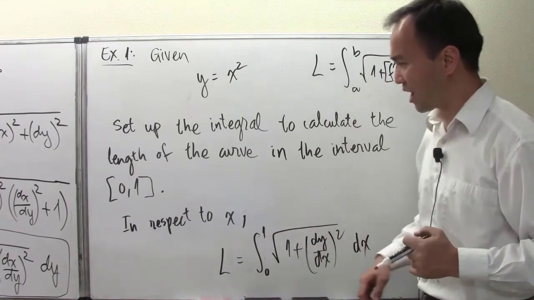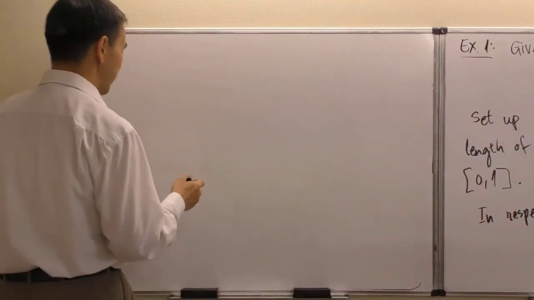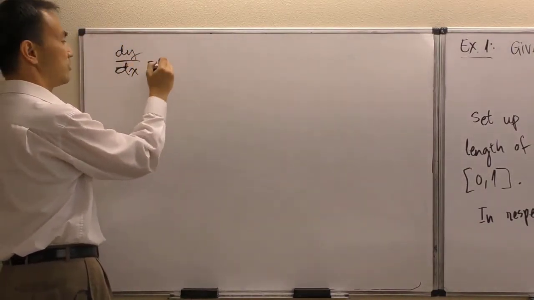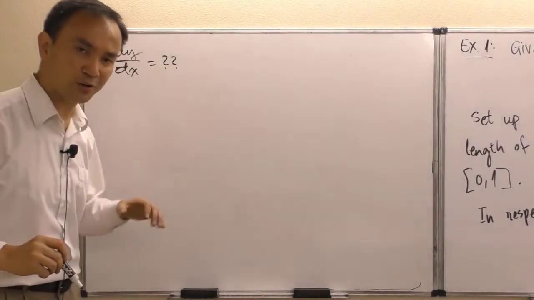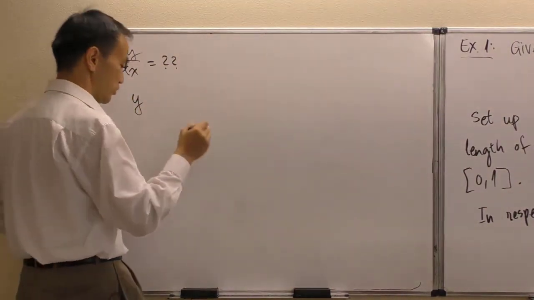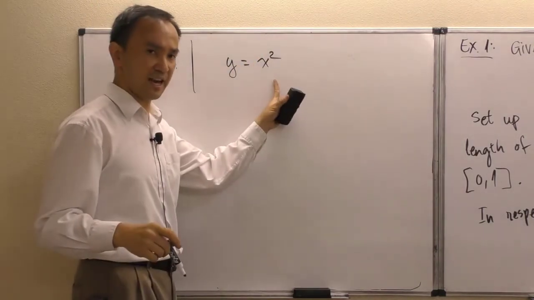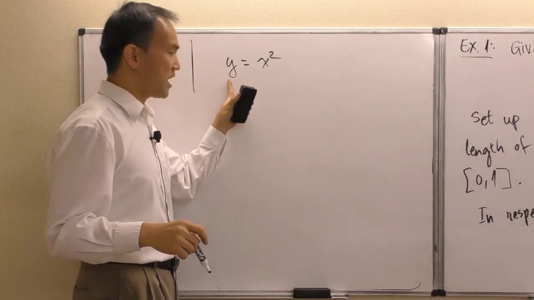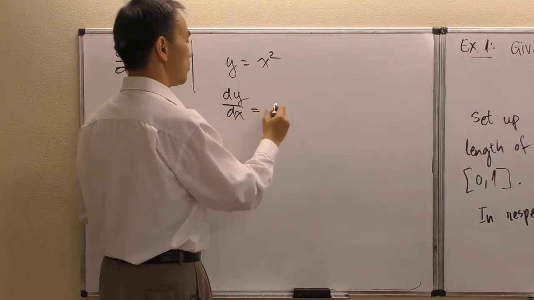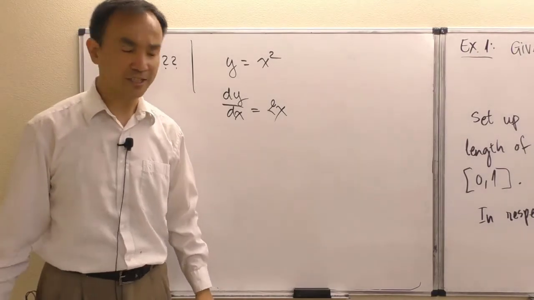So on my other board right here, let's find out what dy dx is. We need to know what dy dx is to put that into our final formula setup. Our curve is given as y equals x squared. As I have pointed out already, this is a function. Y is a function, x is a variable, and so that means here we're looking at dy dx equals 2x. It's just simple work we have carried over from calculus 1, finding the derivative.